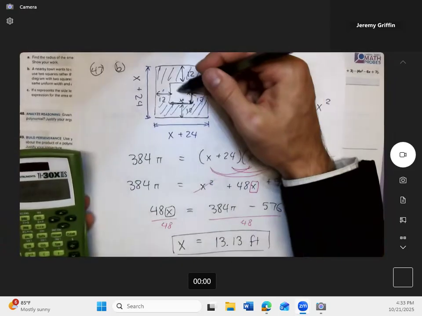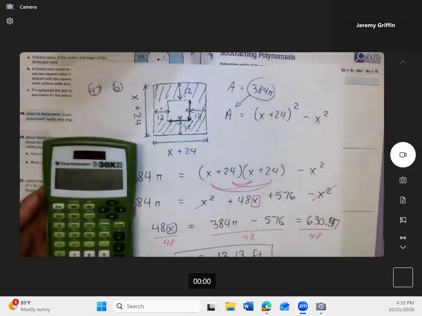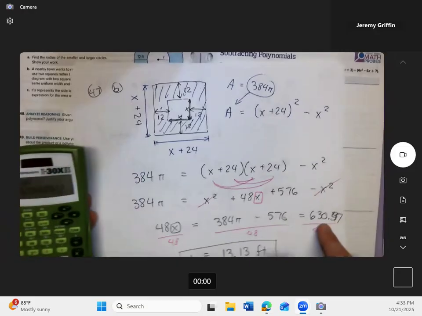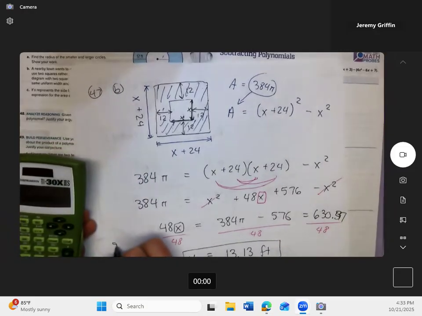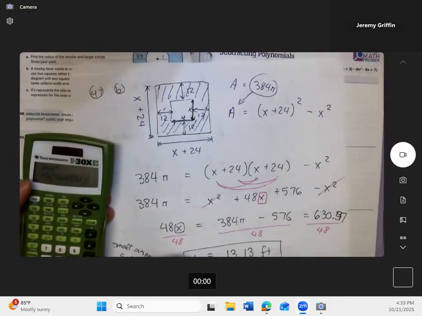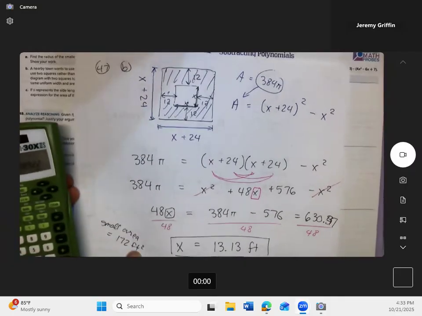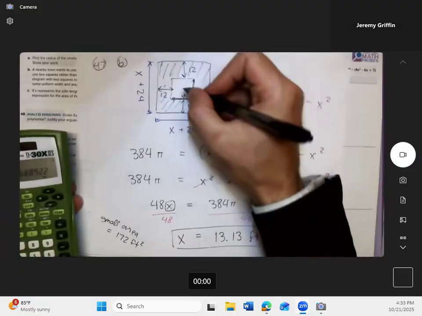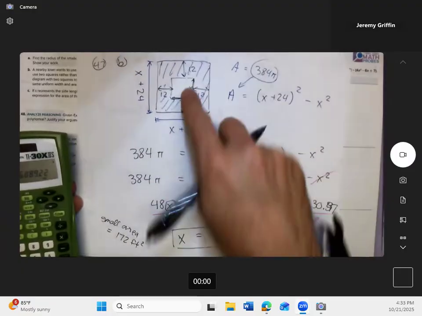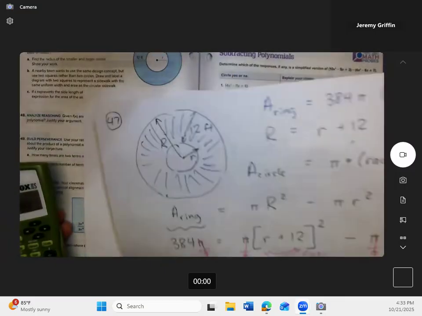I guess you could also find the area of this memorial in the center. Would it just be this square? I'm curious to know what that is. So I'll make a little side note here: the small area is 172 square feet, rounding to the nearest square foot. I wonder how that compares to the circular shape. I'm just looking at this little tiny square right here. It's 172 square feet.